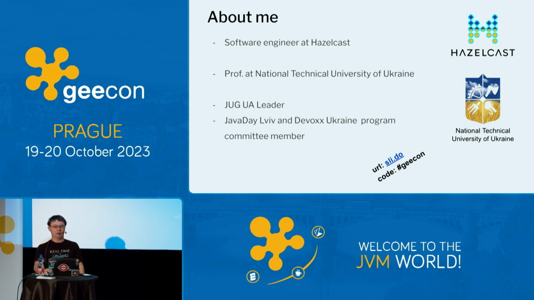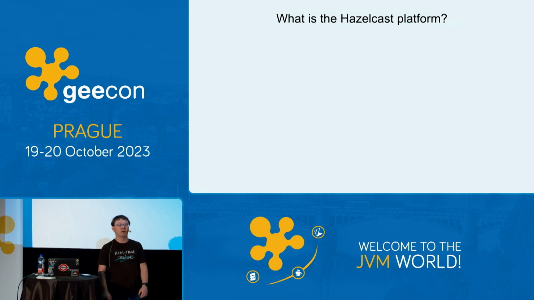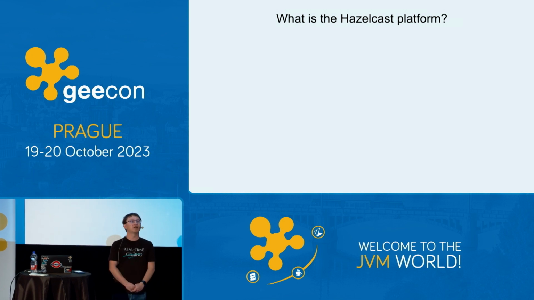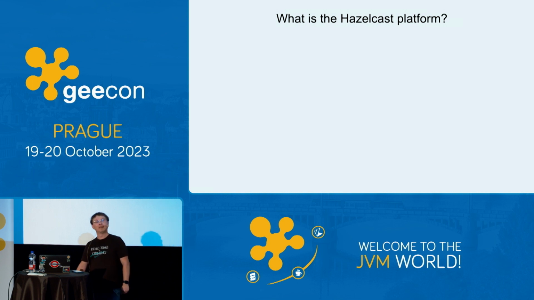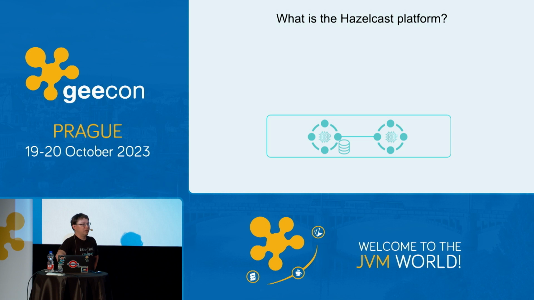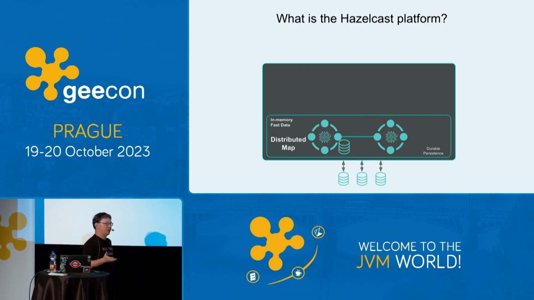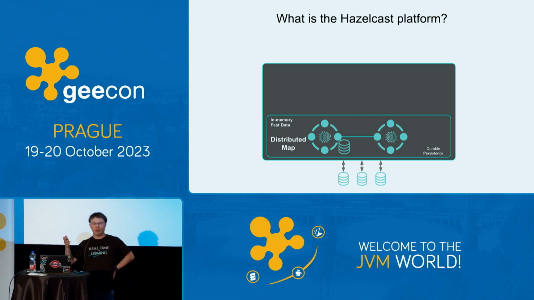So what about my talk, and what is Hazelcast? How many of you used or know something about Hazelcast? Good. For the others, I will give a brief introduction to what Hazelcast is and why I am talking about distributed systems. Hazelcast was invented as a distributed cache for databases, for fast data access. Most of you maybe use it as a distributed map, distributed cache, and so on.